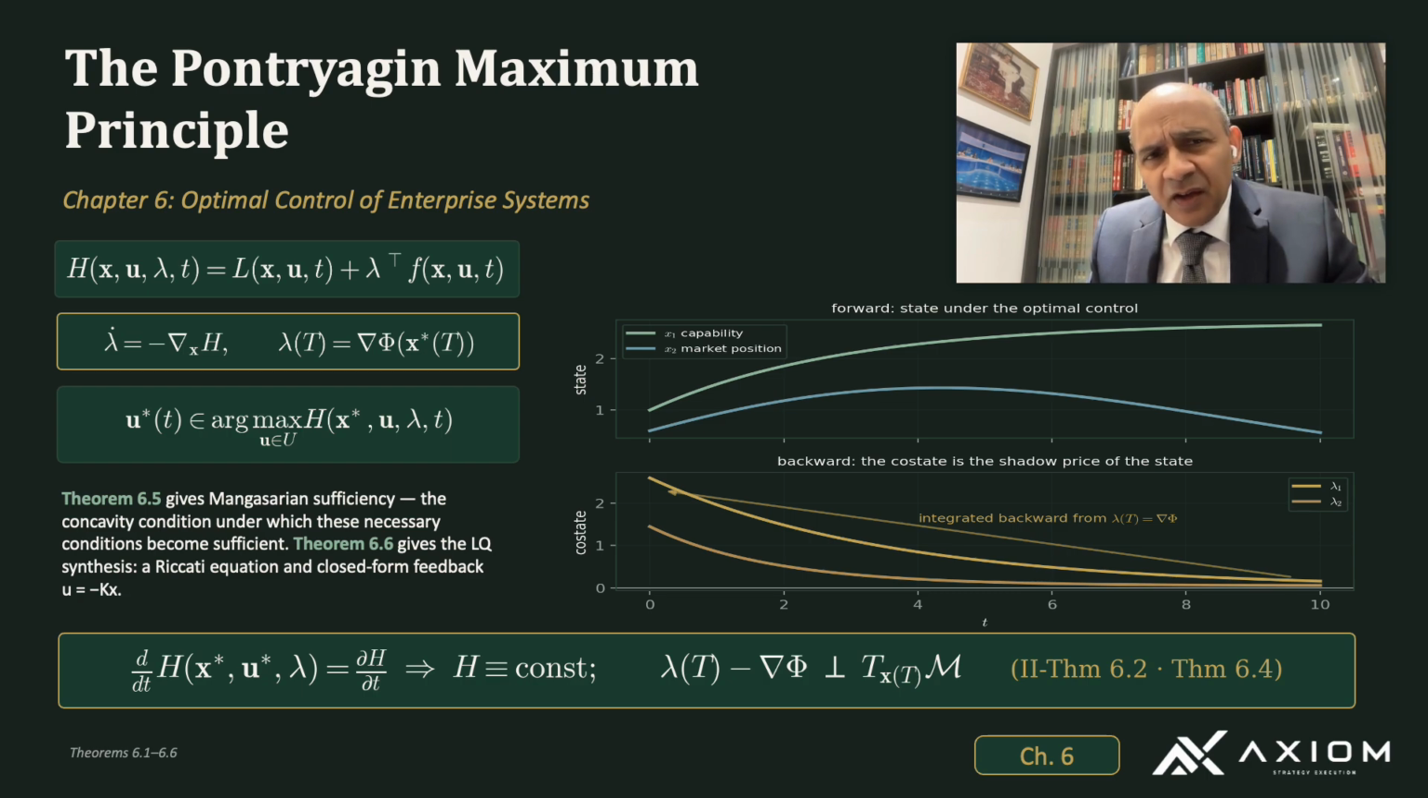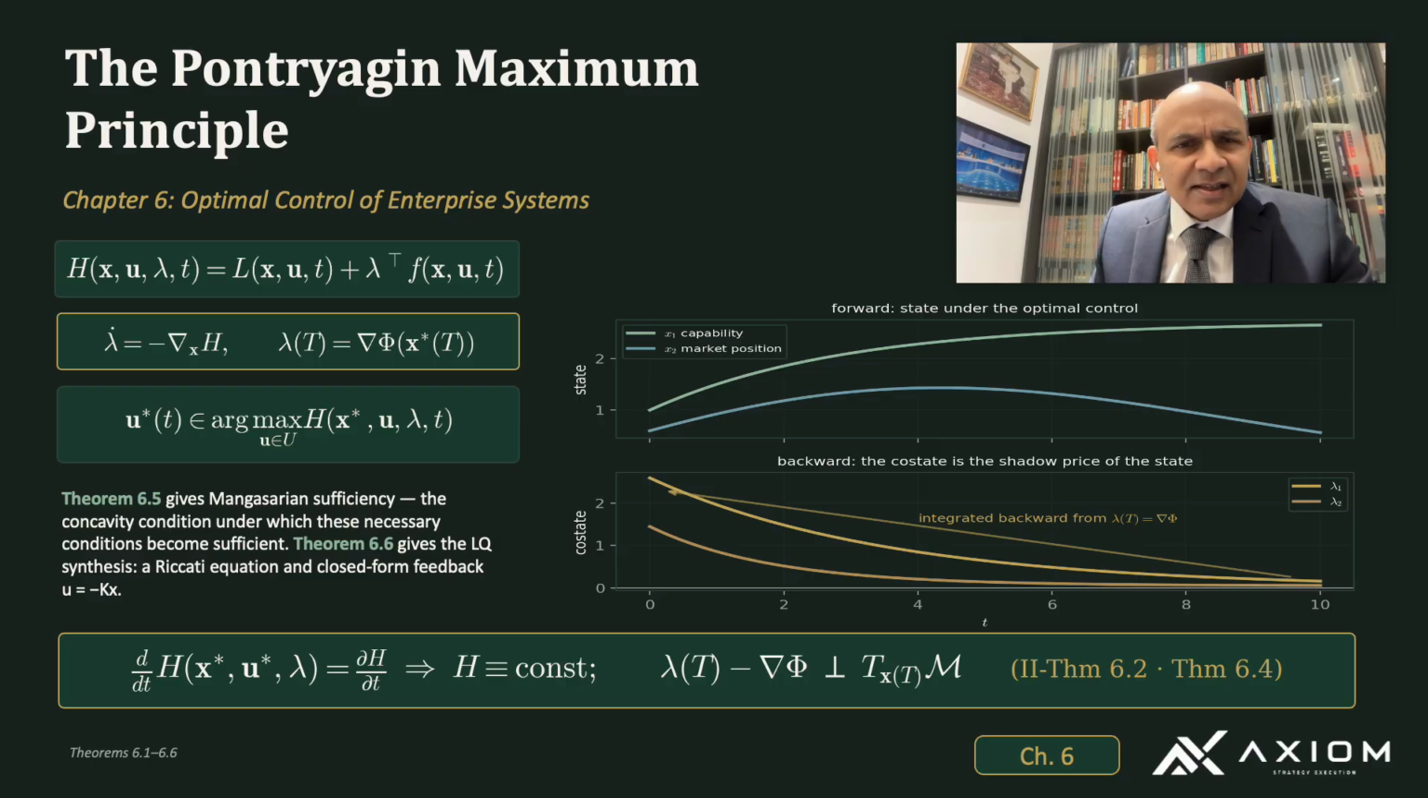Theorem 6.5, optimal enterprise trajectory theorem, Mangasarian sufficiency. The concavity condition under which the necessary conditions become sufficient. If the PMP conditions hold and the Hamiltonian and terminal objectives are concave, then the resulting enterprise control and trajectory are globally optimal. Strict concavity in the state makes the optimal trajectory unique.